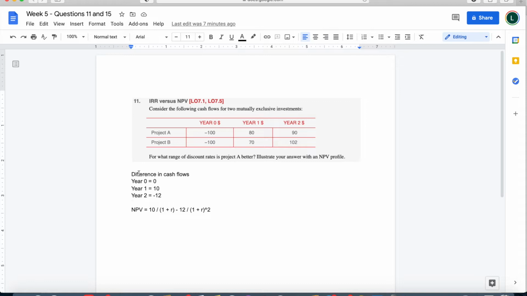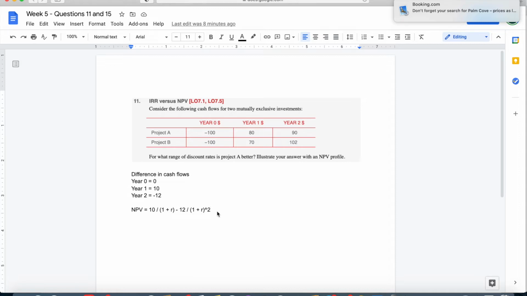Your first step is to calculate the differences in the cash flow. I've done that for us here. Project A and project B in year 0 are exactly the same, so it's nil. Year 1, we've got a $10 difference, and then year 2, we've got a negative $12 difference. If we were doing it in long form, this is our formula right here. Normally this would be a plus, but because we have a negative 12 here, we need to have that as a minus, okay?